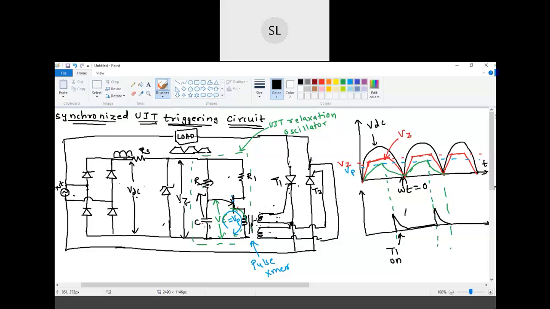Now at the secondary winding, this T2 is forward biased, so it will be turned on and it will carry the current, that is, the load current will flow through the circuit. Now at omega t equal to 2 pi, this T2 will be reverse biased and it will be turned off naturally. So this is how a particular thyristor can be turned on using this UJT relaxation oscillator.